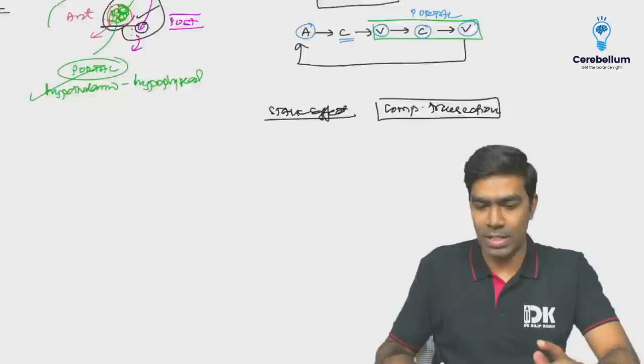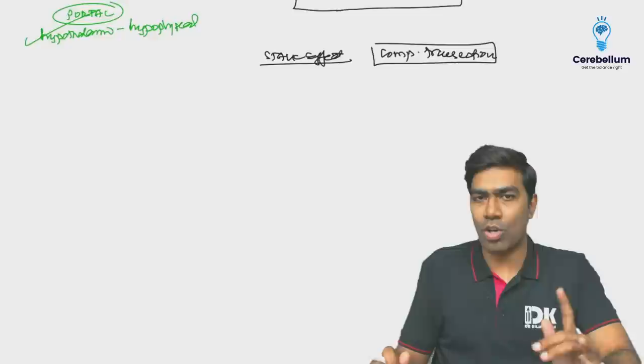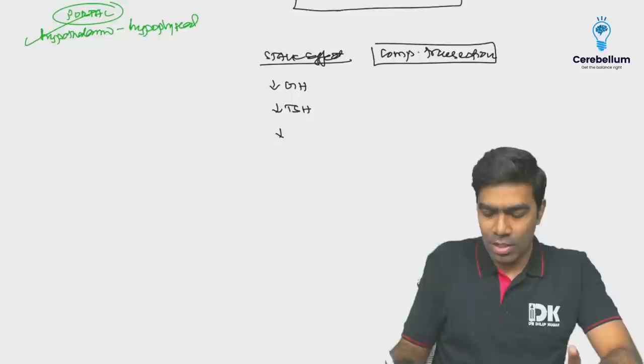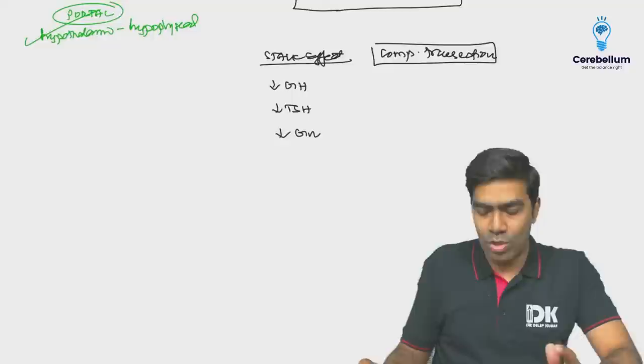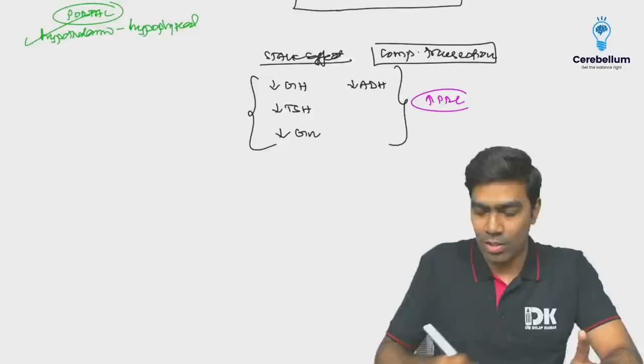So what will happen in this condition? You will lose all the posterior pituitary hormones, and all the anterior pituitary hormones are also going to come down. Growth hormone levels will decrease. Your TSH levels will decrease. You're going to have reduction in the gonadotropins also, FSH and LH, and there will be reduction in ADH and oxytocin release also, but only one hormone actually increases. What is that hormone? That hormone is prolactin. Prolactin alone will increase. Every other hormone will basically decrease.